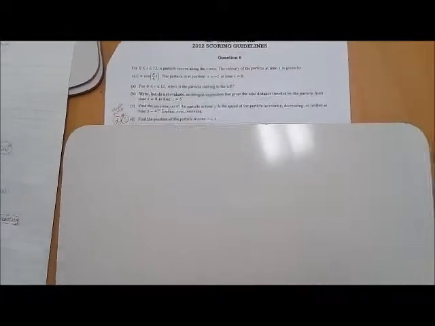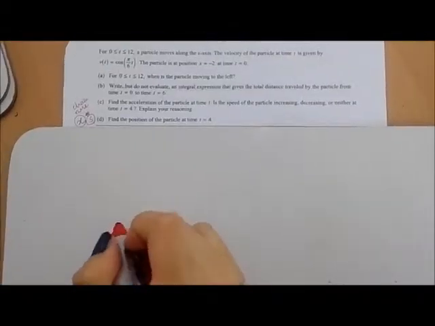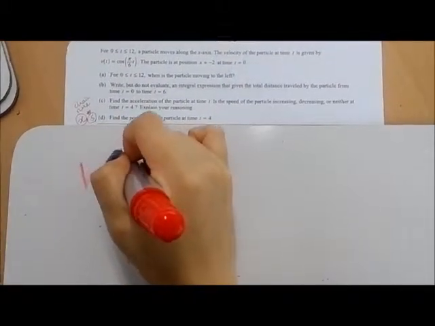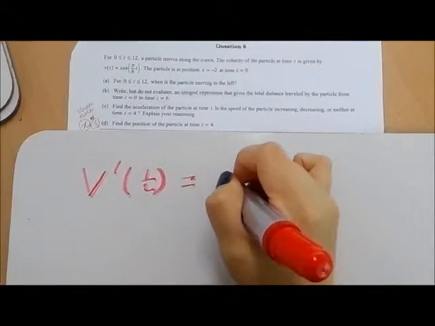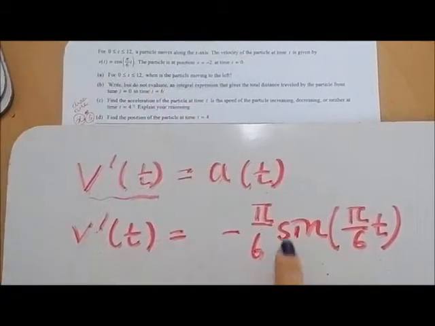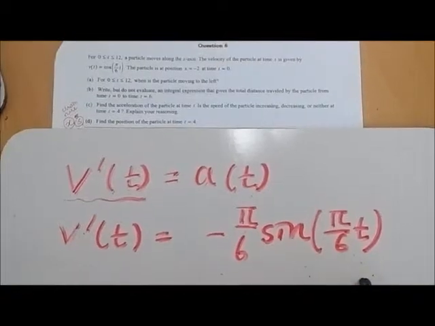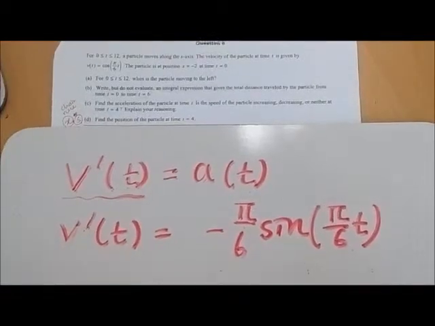Question C, find the acceleration of the particle at time t. Is the speed of the particle increasing, decreasing, or neither at time t equals 4? Explain your reasoning. The acceleration of the particle is the derivative of the velocity, which can be expressed this way, and this would equal the acceleration of the particle. The derivative of the cosine would equal sine with a negative sign. And the chain rule gives us pi over 6.